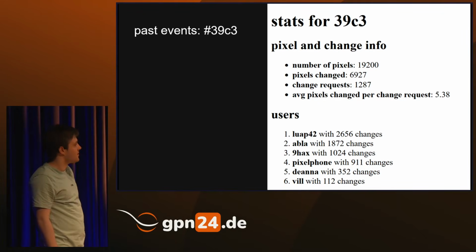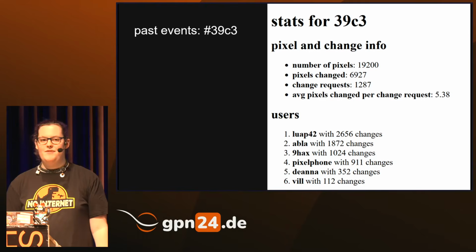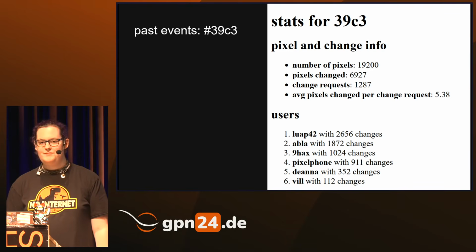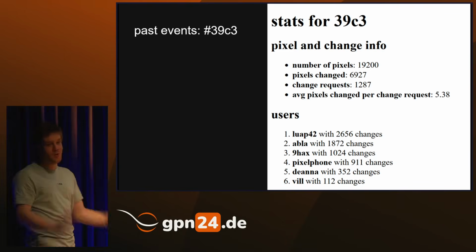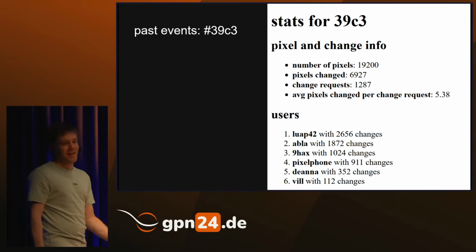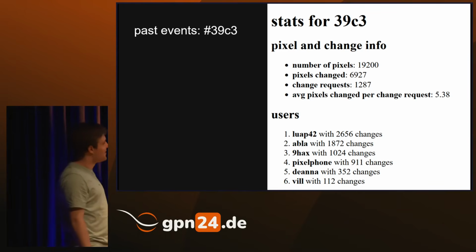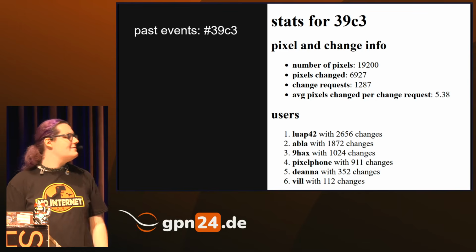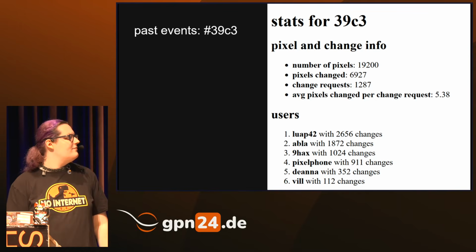All in all, we changed about 7,000 pixels via 1,200 change requests. Which, I think, was 3 or 4 times what we got last year at GPN. That was a bonkers number, like 1,287. That's a huge number. It can't really get any better than that, I think. And basically, we had a lot of people helping us with setting pixels via the forms. Yeah, so we also have a video of that.